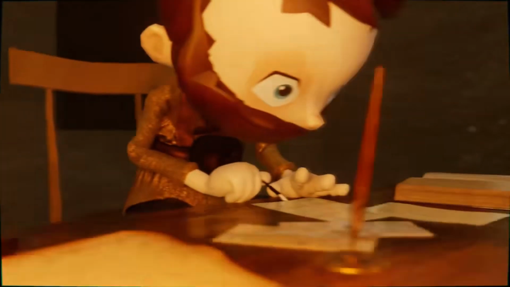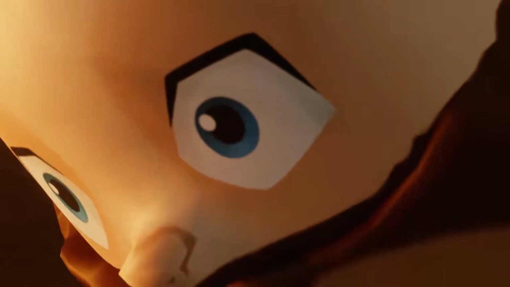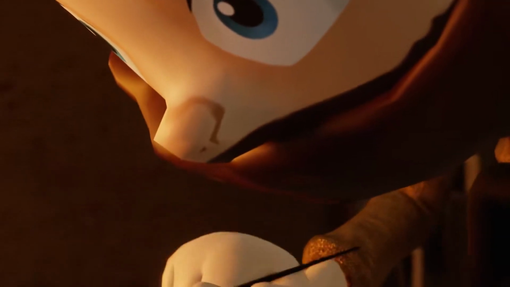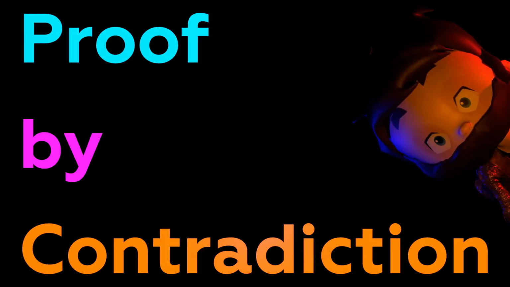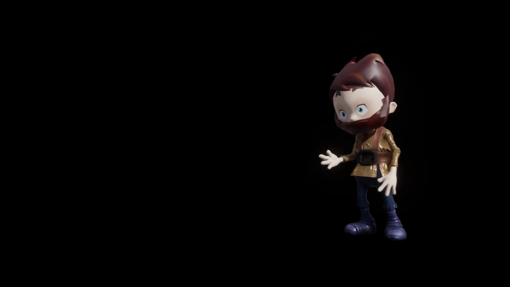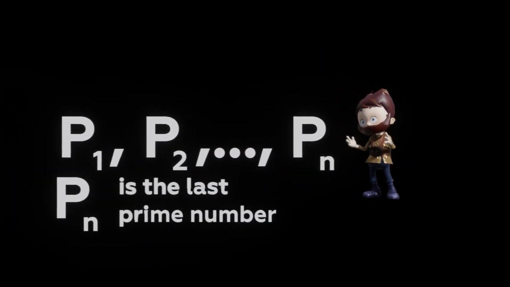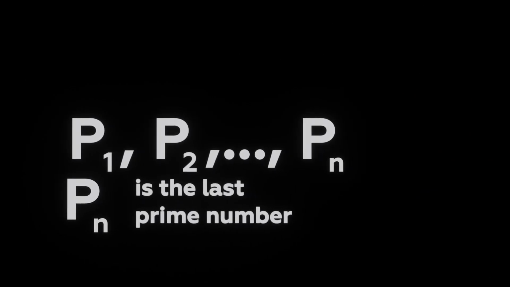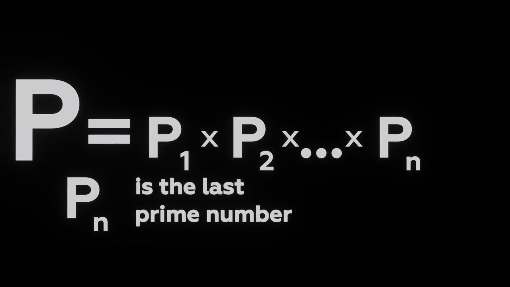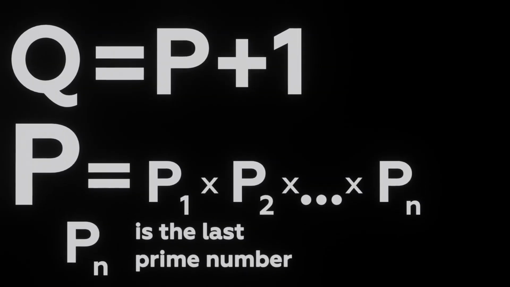And so he worked for hours upon end, using a proof technique that he had tested before, but this theory could be seen as the origin of proof by contradiction. Okay, so let's say there's a list of all prime numbers, P1, P2, continuing to Pn, where Pn is the last prime number. Suppose that P is the product of all of these prime numbers. Now, imagine Q is a number equal to P plus 1.